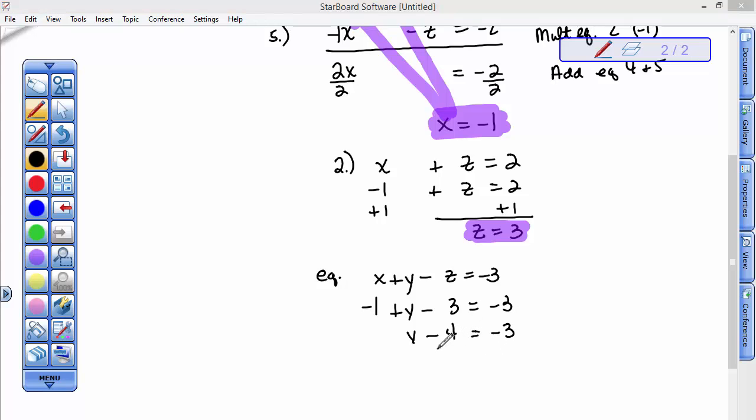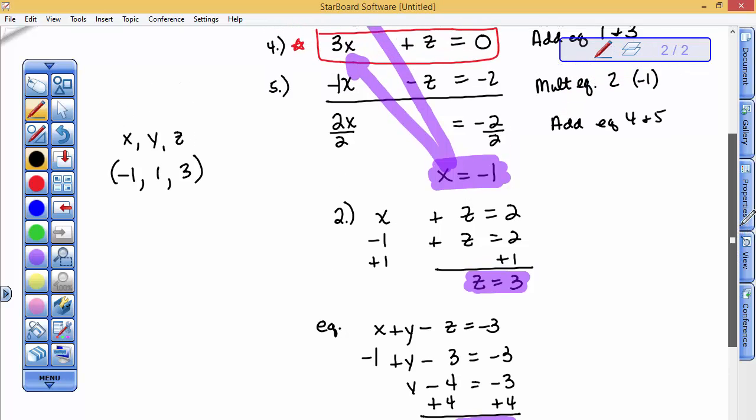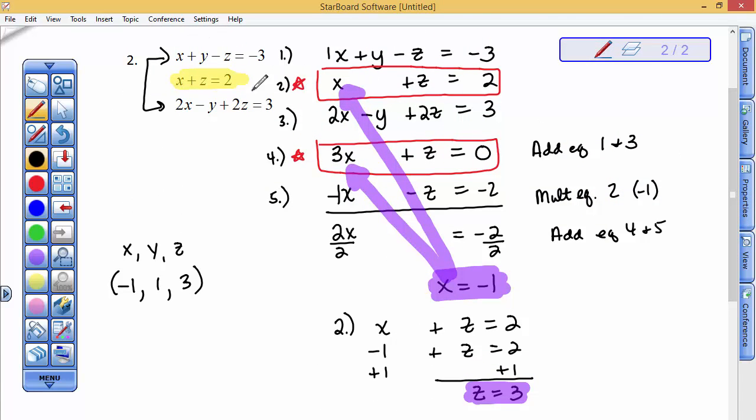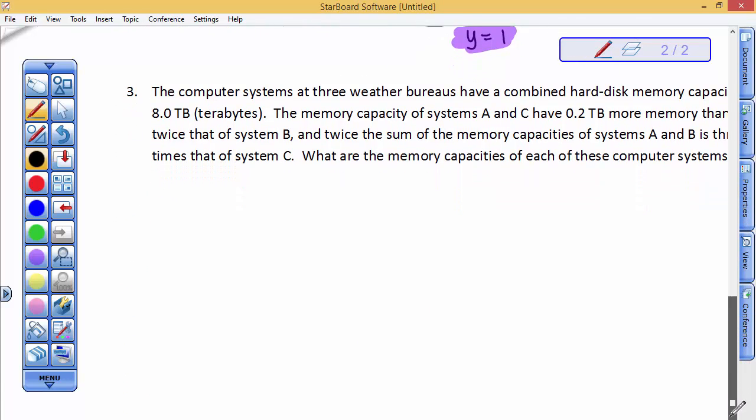And now I'm going to add 4 to both sides of the equal sign, and I'll find that y is equal to a positive 1. So the ordered triple that I have for a solution to this is x is a negative 1, y is a positive 1, and z is a positive 3. So remember, it's got to be in alphabetical order, x, y, z order. And then you should check those answers in all 3 of your original equations to make sure that you've completed this correctly.